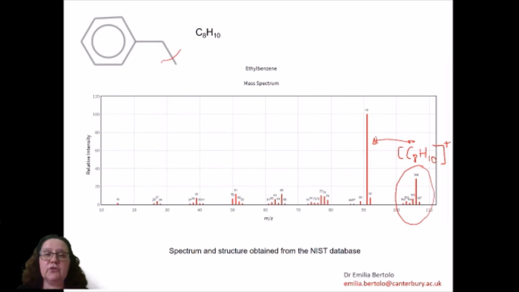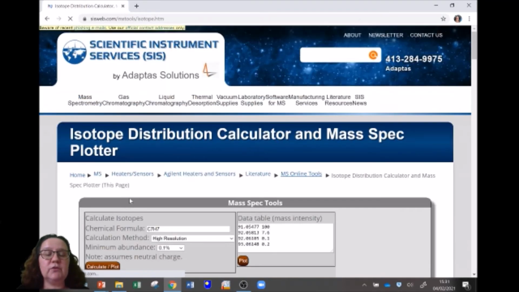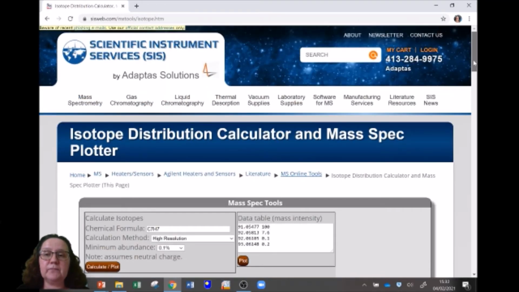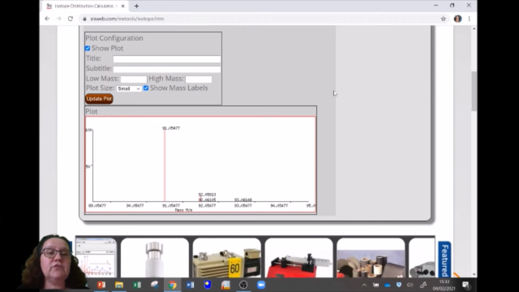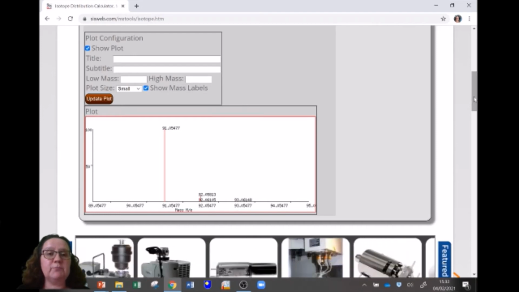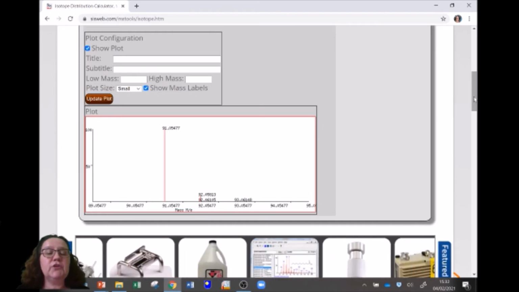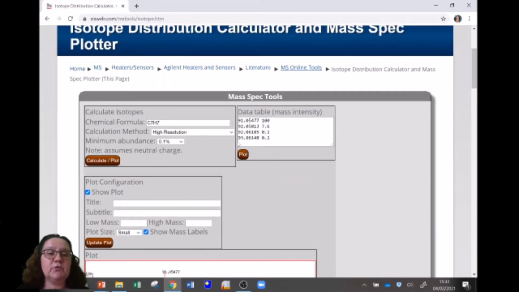So the potential structure for that peak would be C7H7. So if I go to my isotope distribution calculator and type C7H7 and calculate what would be the most abundant peak, and look at the plot, it specifically tells me, yes, at 91 mass to charge ratio, you would have a peak of 91 and it would be the most abundant in that cluster. You can see many decimal places. That's because I've set it up to high resolution.